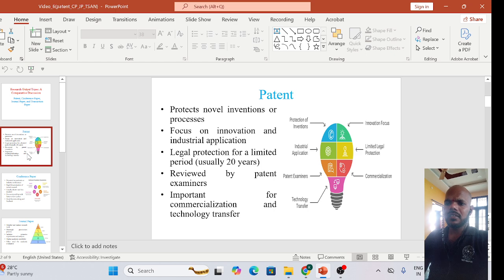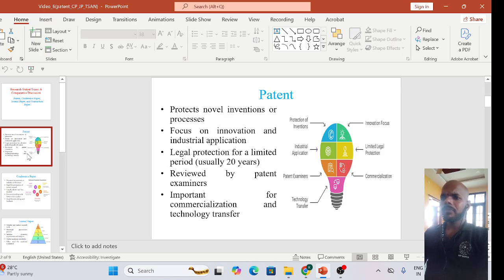The protection lasts around 20 years. It will be reviewed by patent examiners, that means they check whether it is novel or not. If you want to develop a product, for commercialization or technology transfer, then the patent is the best choice for you. Simply, what is a patent? A patent is a novel invention or process. If you want any idea to be commercialized, then you go for a patent. This is the brief introduction about patents.